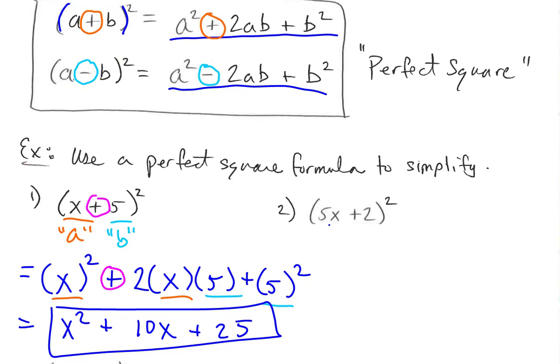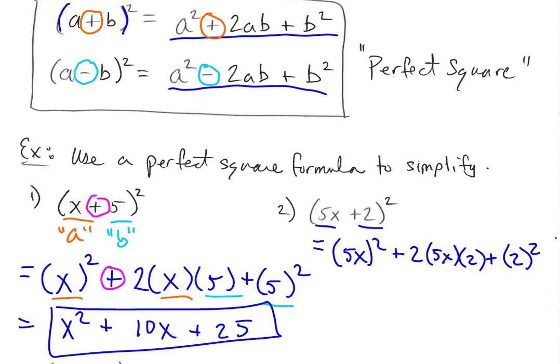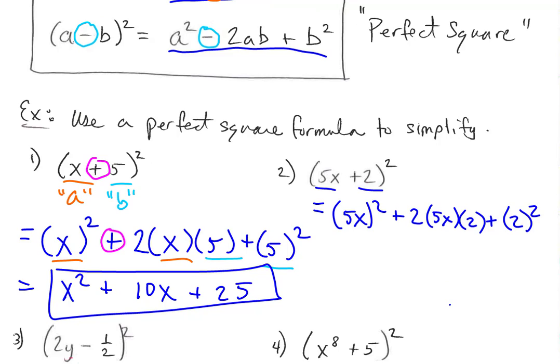Let's try another example. The second one reads 5x plus 2, all in parentheses, squared. Well, if we go through the same process and identify this is another plus version, we have an a as the 5x and a b as the 2, then we could call this 5x in parentheses squared plus 2 times 5x times 2 plus 2 squared. That's just plugging the pieces from this problem in the right places in the formula.